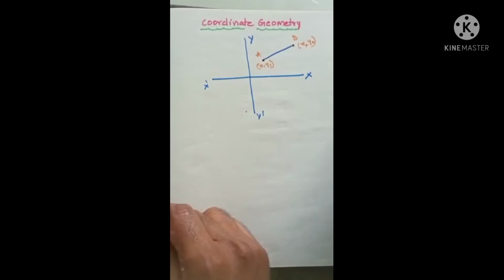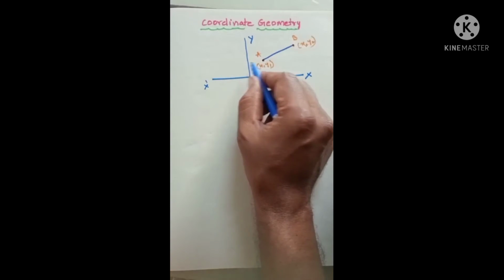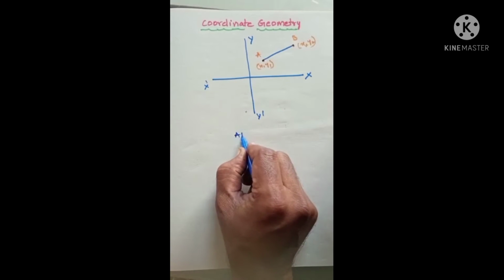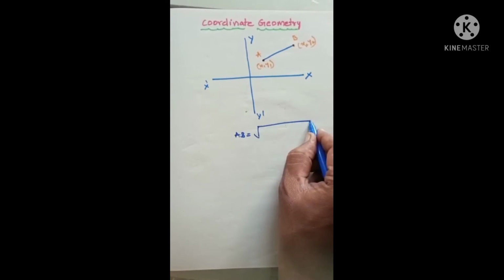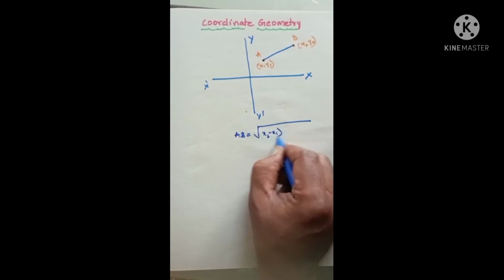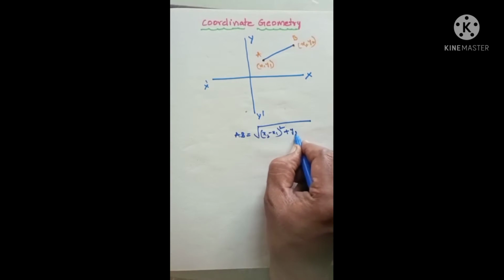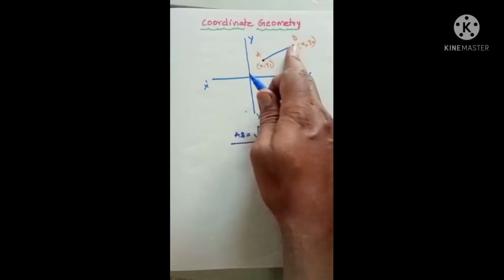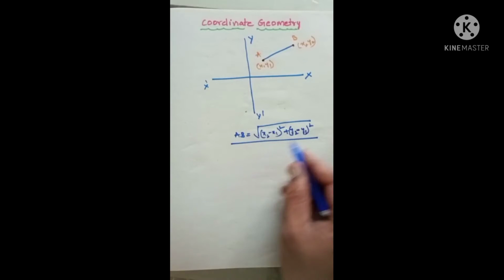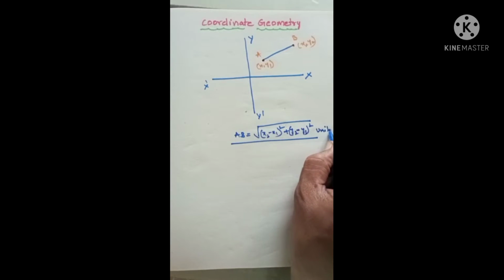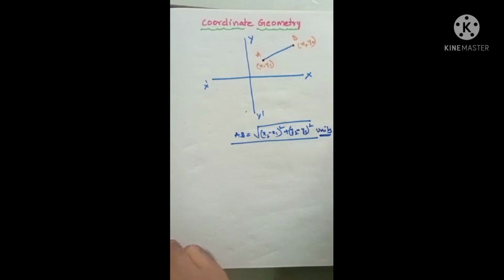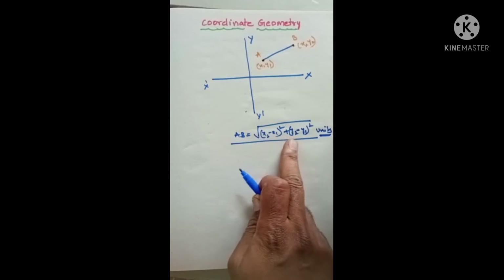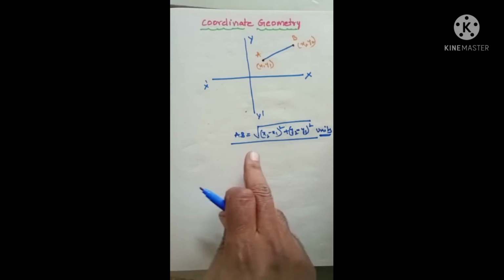By using the Pythagoras theorem on the coordinate plane, the distance between AB is AB equals under root of (x2 minus x1) whole square plus (y2 minus y1) whole square. This is the formula to find the distance between A and B, and we can say it is the length of AB also. The distance is in units in the Cartesian plane. So AB is equal to under root of (x2 minus x1) whole square plus (y2 minus y1) whole square. This is the distance formula.